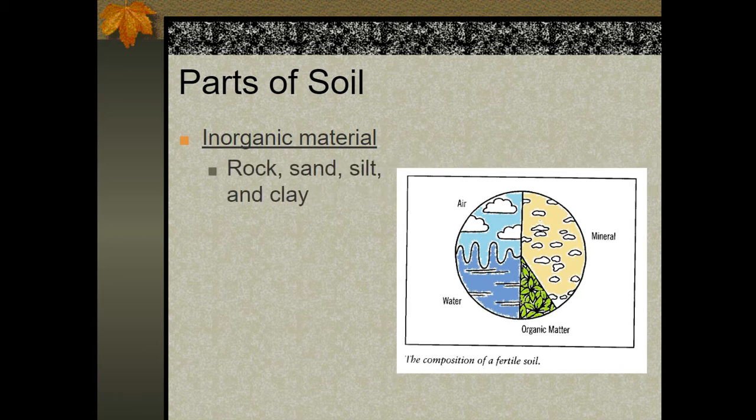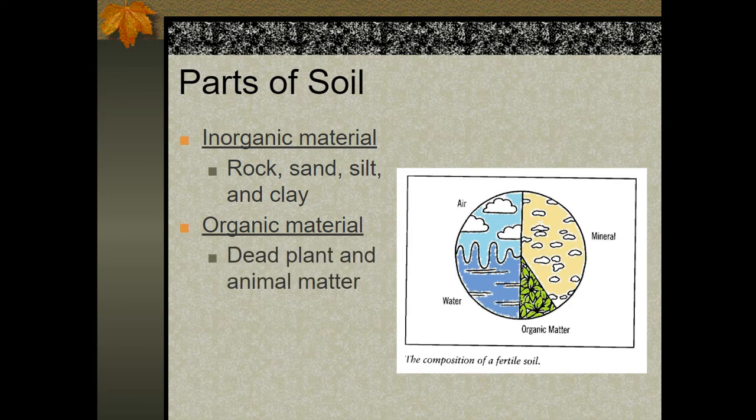First is inorganic materials. These are things that have never been alive, things like rock, sand, silt, clay, minerals, etc., that come from those rocks. That's the inorganic part. It gives soil most of its structure. We also have organic materials, or things that come from organisms that were once alive. Dead plant and animal matter, all of the nutrients in their body that help to supply nutrients into the soil. We also have water.